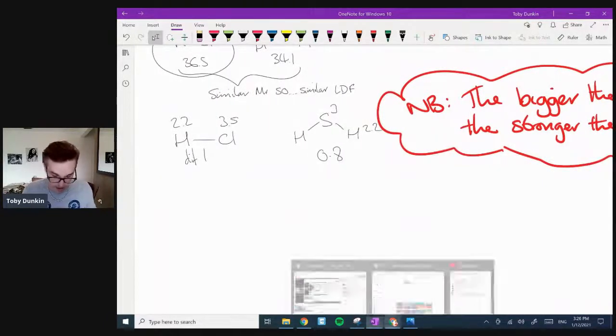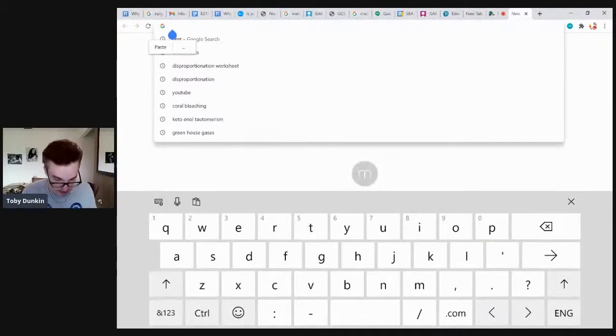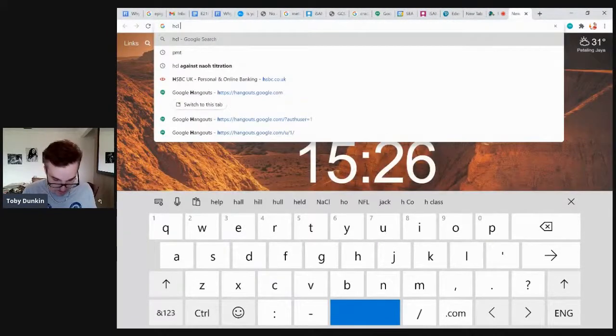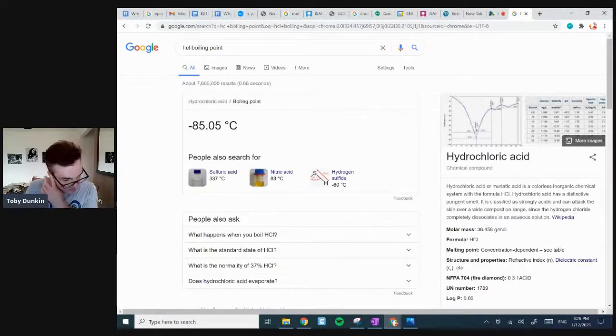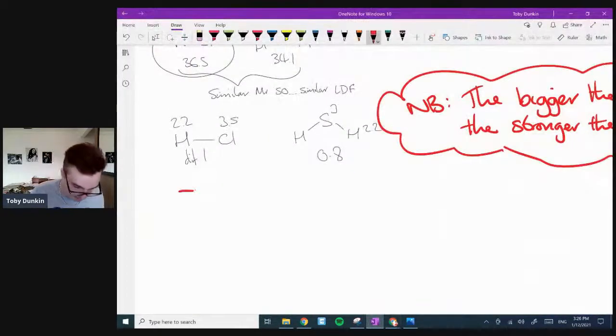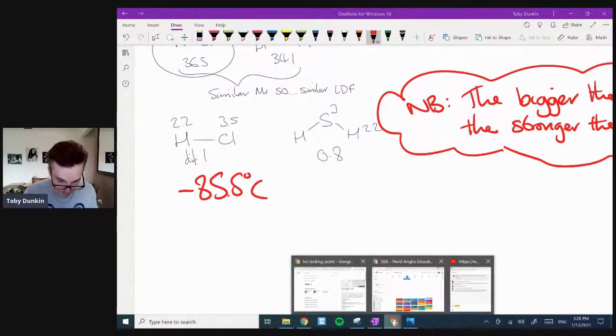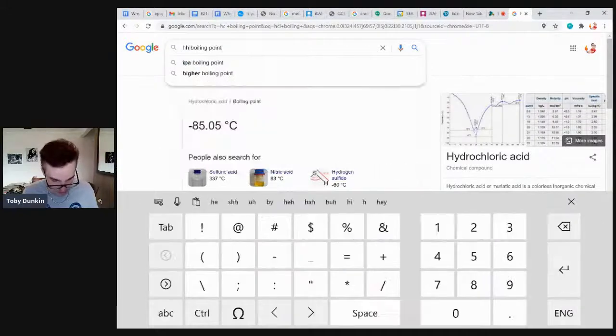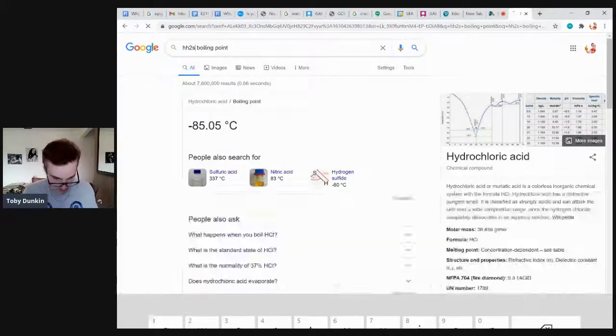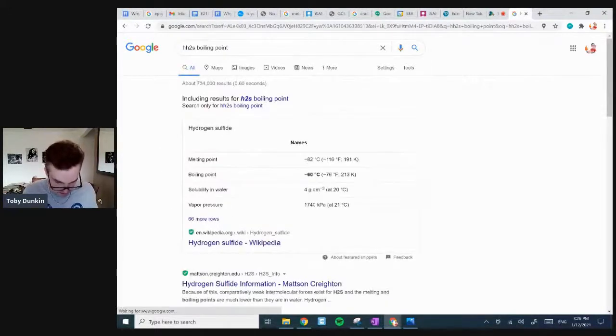By the way, it'd be interesting to look at the difference and check to see if my thing is correct. So HCl boiling point is minus 85.5 degrees Celsius. What's the boiling point of H2S? It should be lower. H2S boiling point is minus 60. Oh, that's interesting.